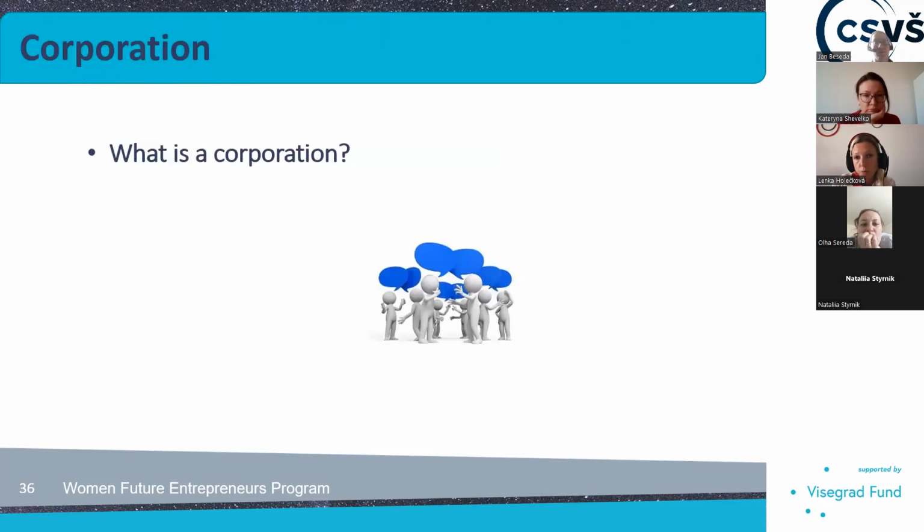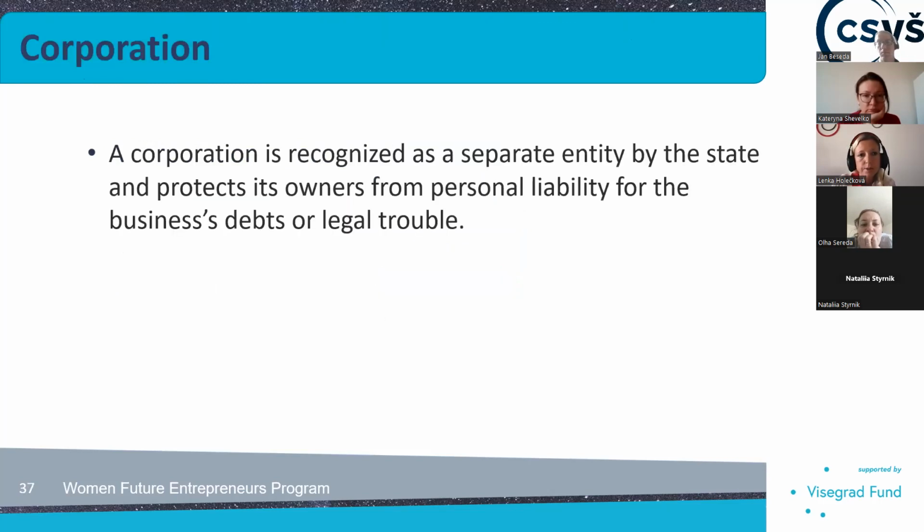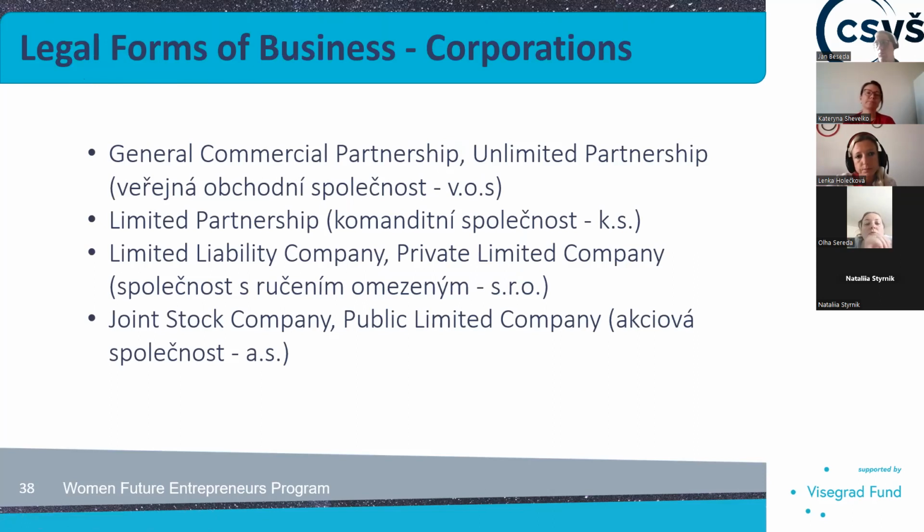And then we have corporations. In the Czech Republic, we recognize 4 main types of corporation. And the most common is the limited liability company or private limited company. It's also a synonym, and it means společnost s ručením omezeným. There is a wide range of limited liability companies because it's relatively easy now to set up this company.